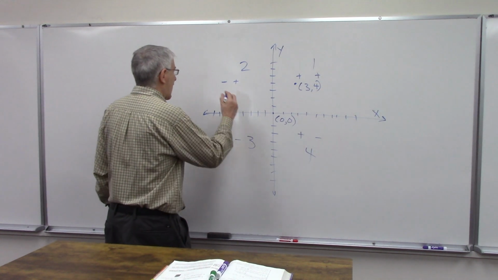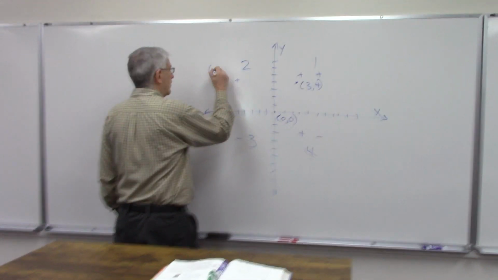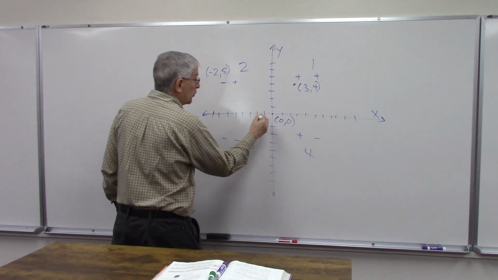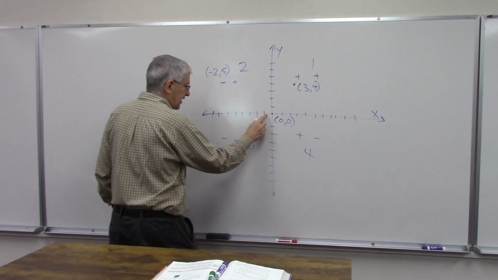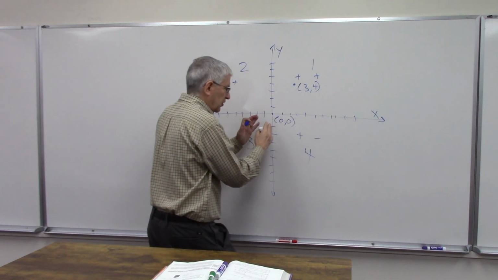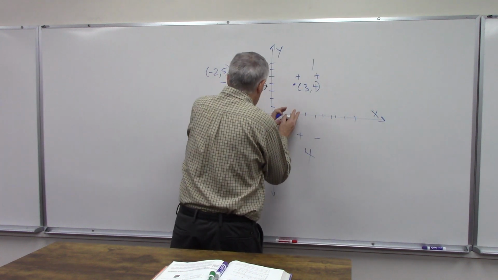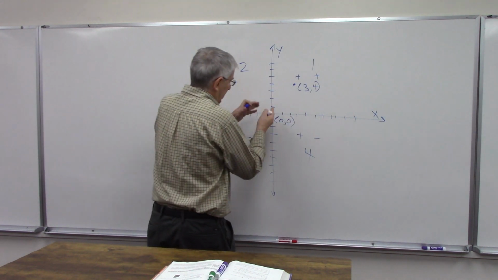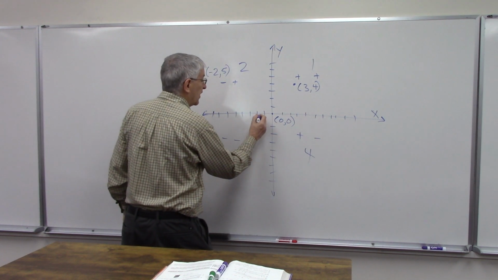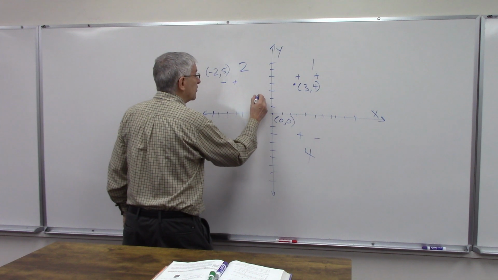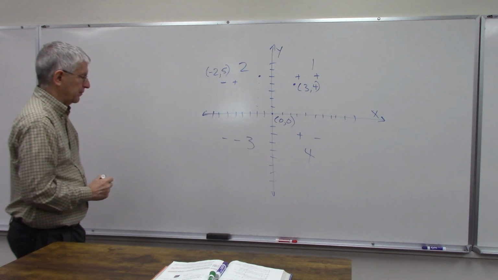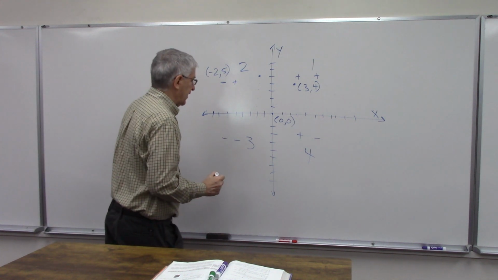Now let's say we had negative 2, 5, or something like that. So X is negative. We're coming this way. This is the origin, 0, 0, going that way is positive on the x-axis, this way is negative. On the y-axis, that's positive, that's negative. So negative 2, 1, 2, up 1, 2, 3, 4, 5. Negative 2, 5.